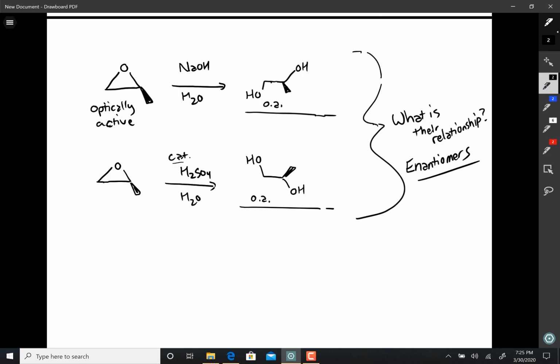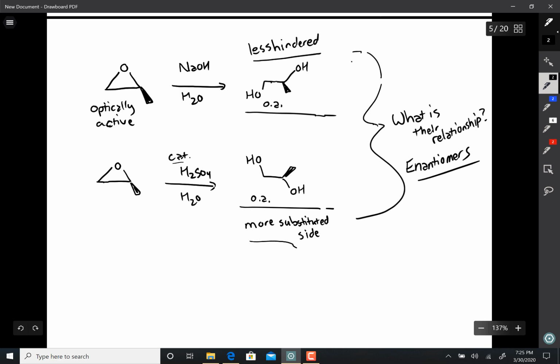In base, you attack the less hindered side. In acid, you attack the more substituted side. Keep in mind that very careful word choice, less hindered, more substituted. They're not completely opposite of each other. They're close to being opposite of each other, but not completely.